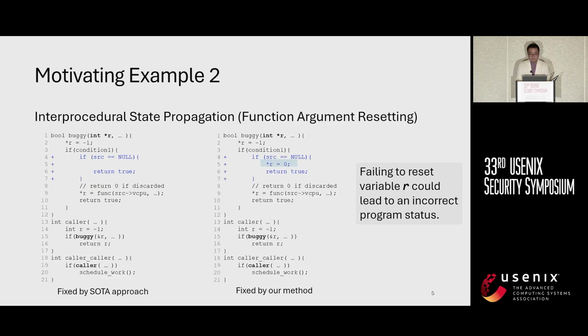The second example shows that a modified function argument should be reset before program exit. Otherwise, it may lead the program to chaotic logic. In this example, the traditional approaches will check whether SRC is null and return true if so. However, the function argument R in the buggy function will be passed to the function caller. Failing to reset variable R could make the function schedule work normally in the caller when the memory allocation fails in the buggy function.